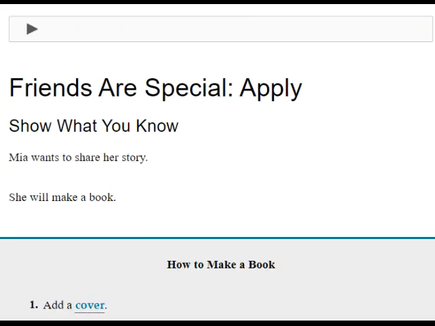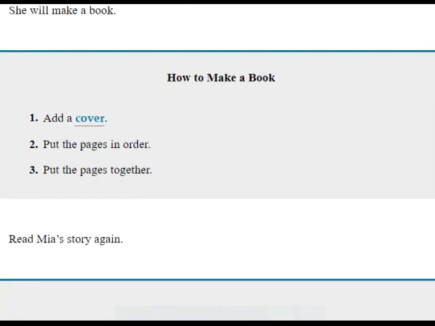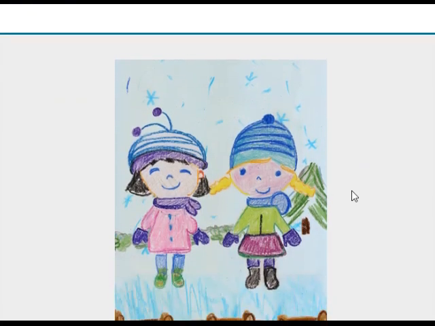Okay, so Mia has already made a book and she wants to share her story with you. Let's look at some of these directions on how to make a book. Number 1, add a cover. We just looked at that front cover, remember? Number 2, put the pages in order. Number 3, put the pages together. That's what you will do for your assignment. Let's read Mia's story again.